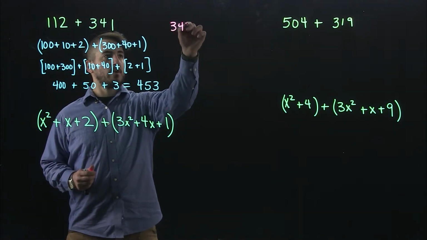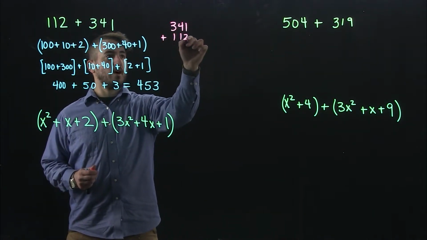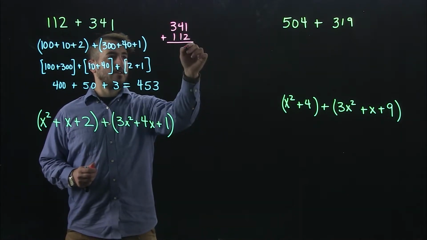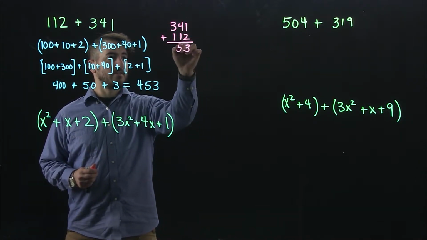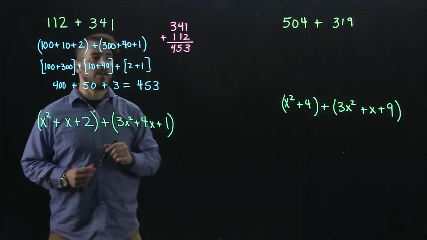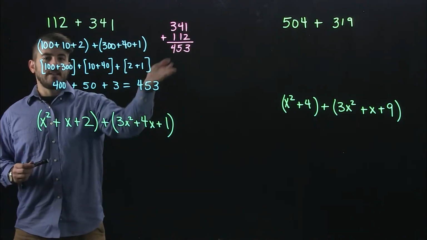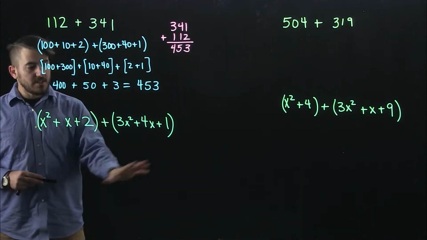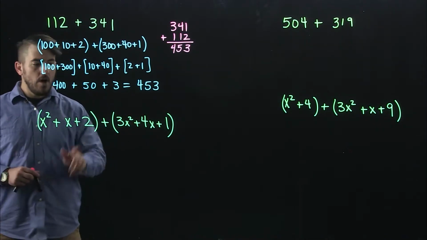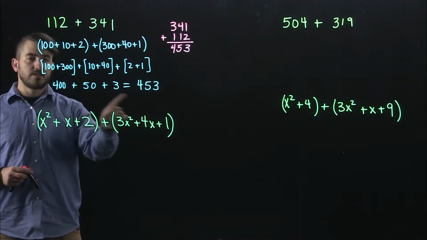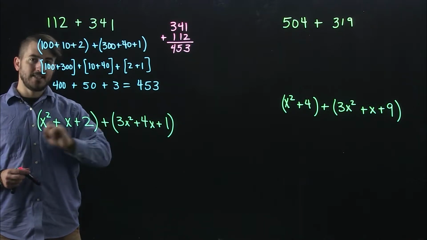We can do 341 plus 112. We add down. This is going to be a 3, this is going to be a 5, and this is going to be a 4. And again, we get the same answer. So we want to do the same thing here. Looking at these two polynomials, we want to add these.